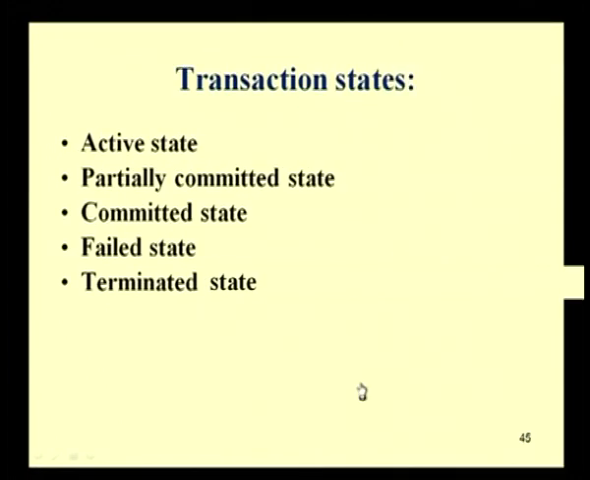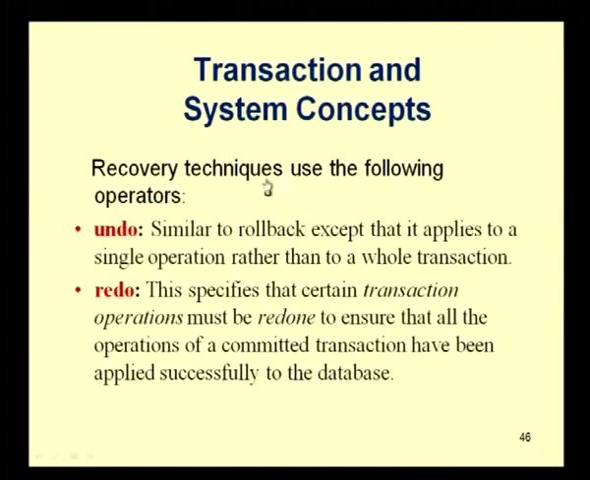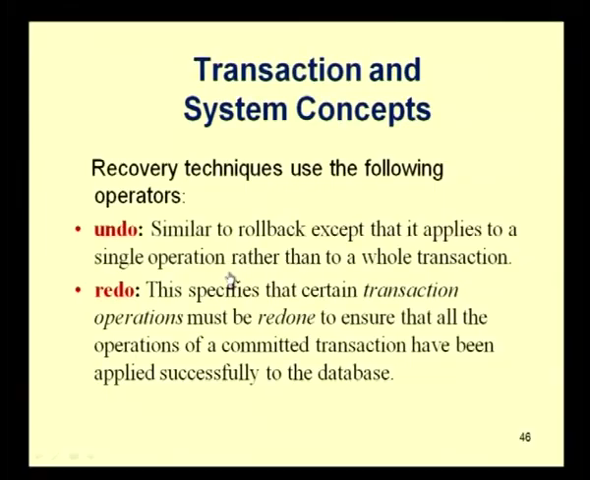For that reason, we have certain states associated with the transaction. The first state is the active state, another is the partially committed state, then you have the committed state, then you have the failed state, and then you have the terminated state. Again, we will come back to these states, but recovery techniques use the following operators. When you want to recover, undo is similar to rollback, except that it applies to a single operation rather than the whole transaction. So, you can undo one operation. Redo specifies that certain transaction operations must be redone to ensure that all the operations of the committed transaction have been applied successfully to the database.